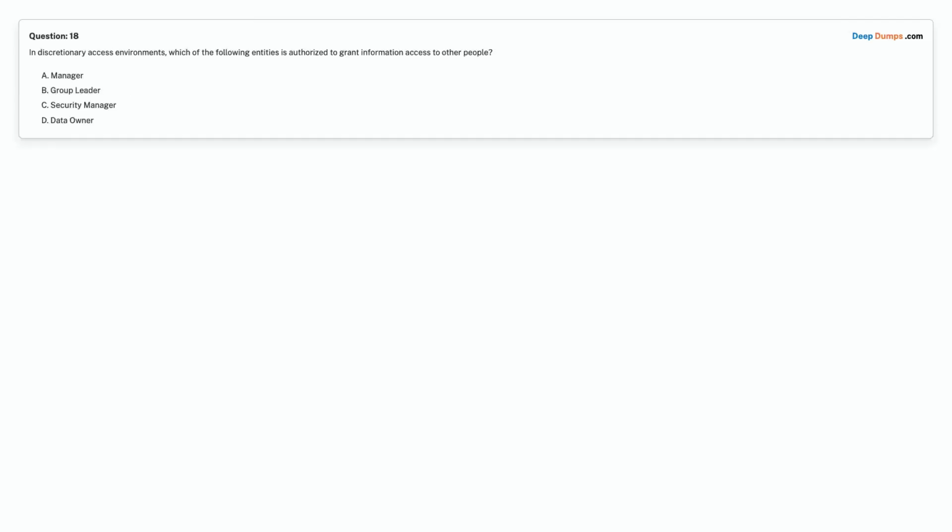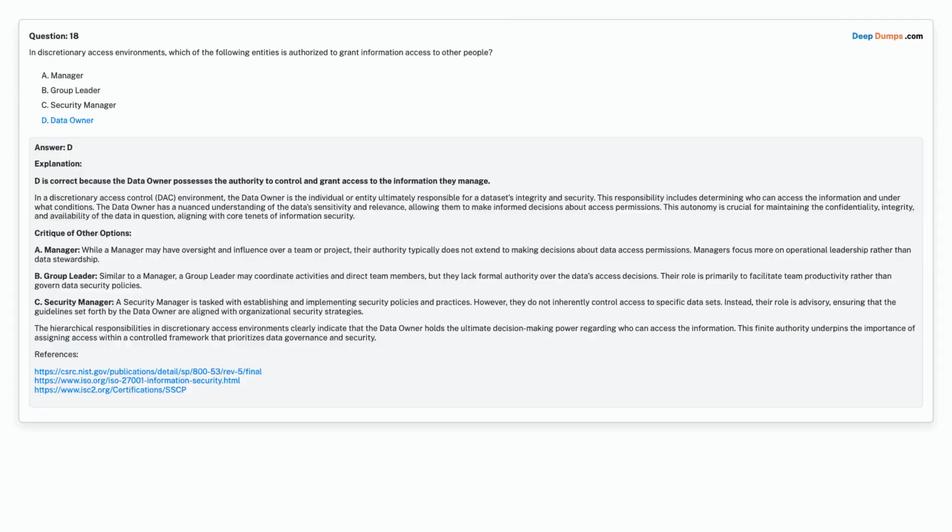Question 18. In discretionary access environments, which of the following entities is authorized to grant information access to other people? Option A. Manager. Option B. Group leader. Option C. Security manager. Option D. Data owner. Choose the correct answer. Correct answer is option D, data owner.